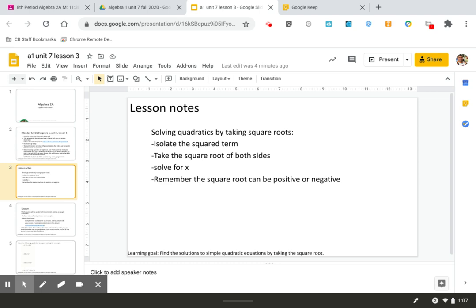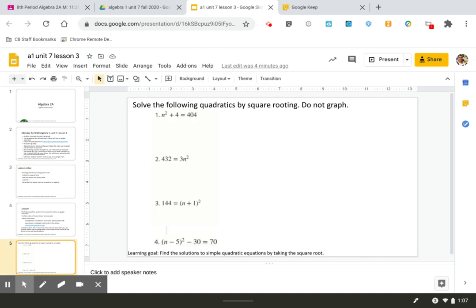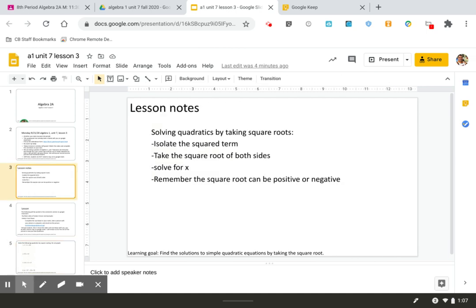So these are the steps here. These steps will make more sense when I actually do the examples. But let's take a look at the steps. We solve the quadratics by taking square roots. We isolate the squared term. We take the square root of both sides, and then we solve for x.